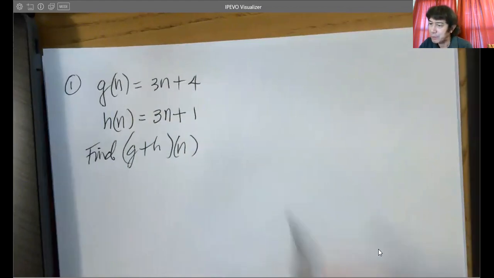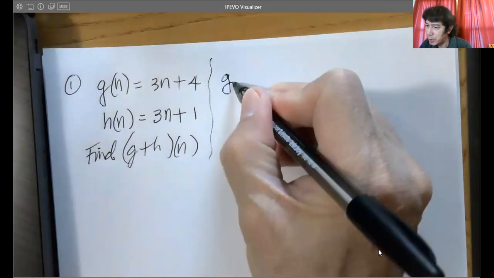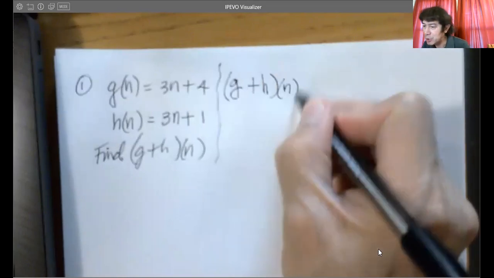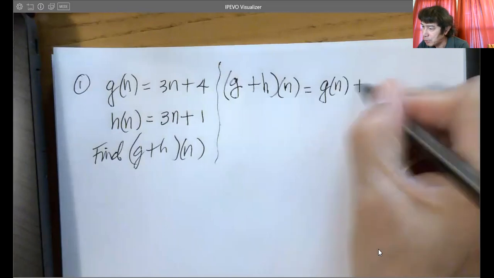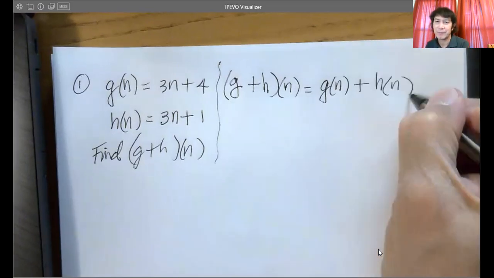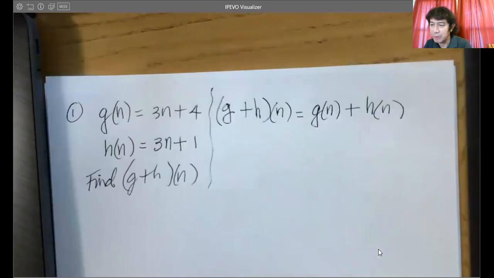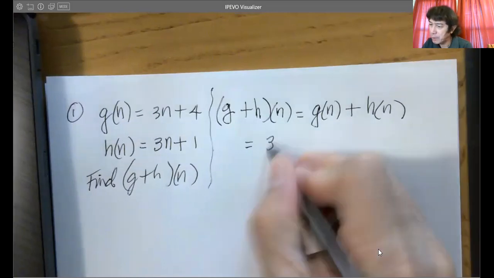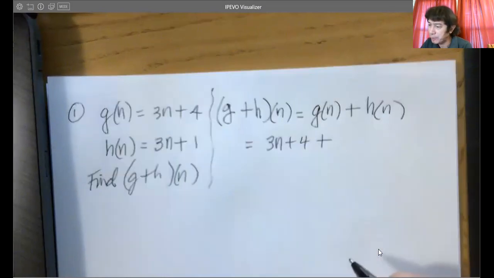you can check it over here. This is just G plus H on the variable N. And this is basically a G function plus H function. So this is G of N plus H of N. And then this will be direct substitution. Just copy the equivalent of G of N, which is 3N plus 4, and then add the equivalent of H function, which is 3N plus 1.